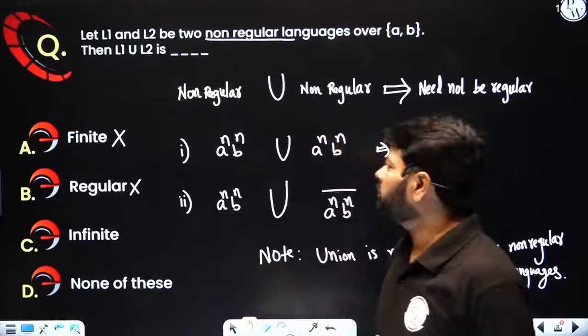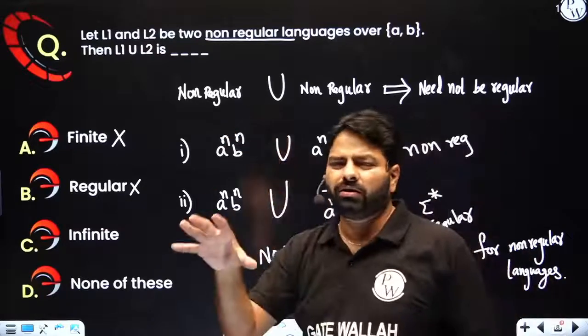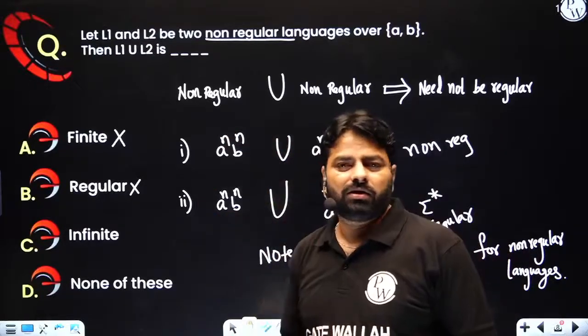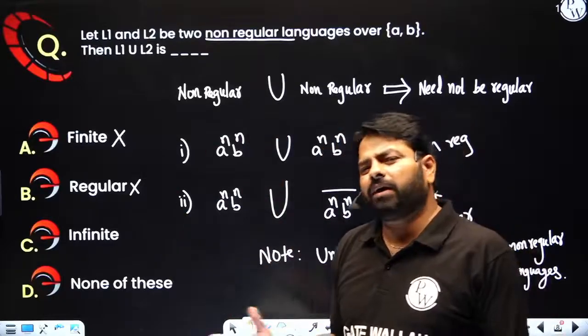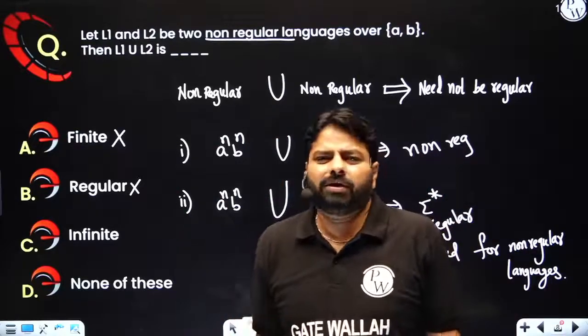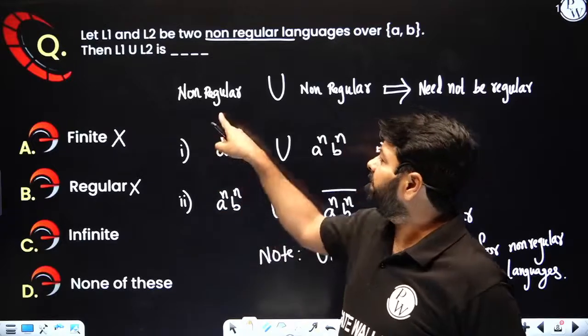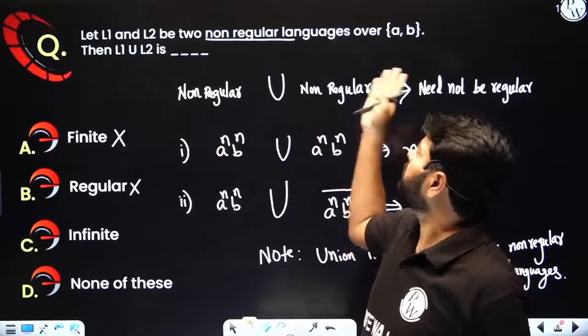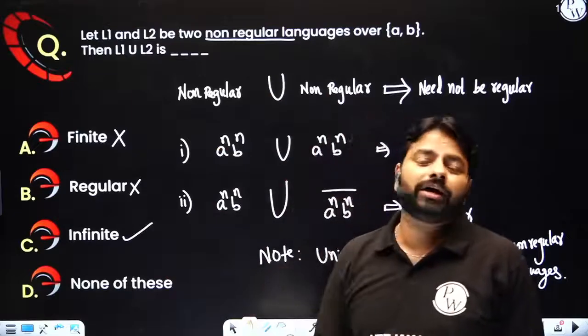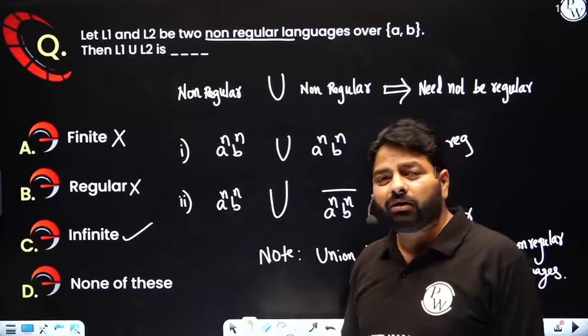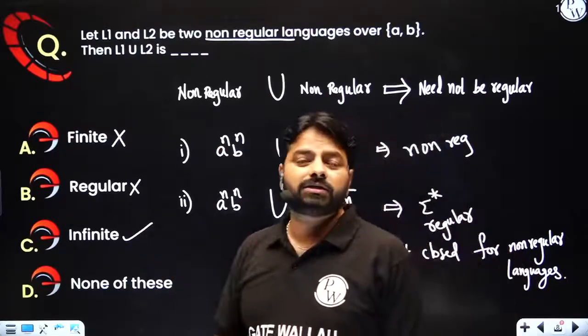Now think about it: if the language is non-regular, every finite is regular, right? Now can you conclude that every non-regular has to be some infinite? May not be every infinite. This infinite union infinite over the particular sigma, definitely it's going to be infinite. See how we are concluding it. Here "need not be regular" is not the answer, but infinite is the right answer.